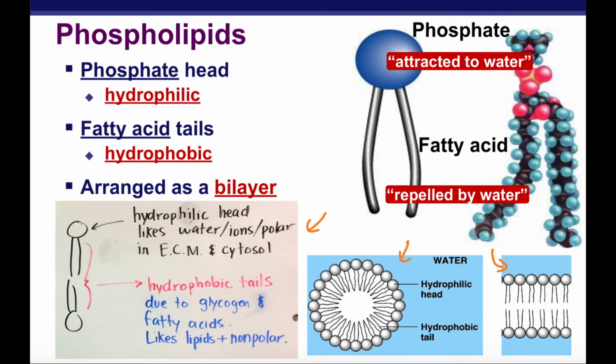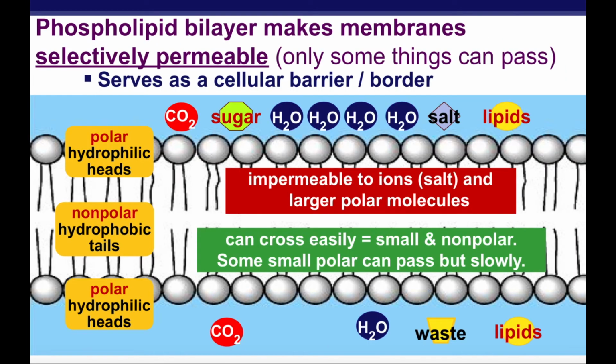This isn't quite a bilayer. This is called a micelle, and it's just what phospholipids make when there's not enough phospholipids around to create a big bubble like a cell.